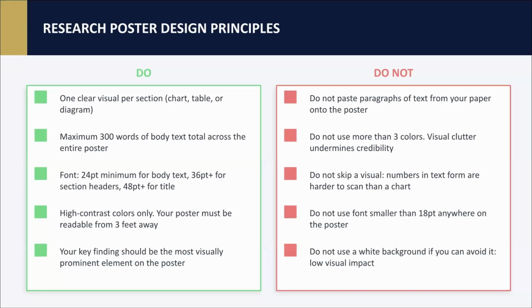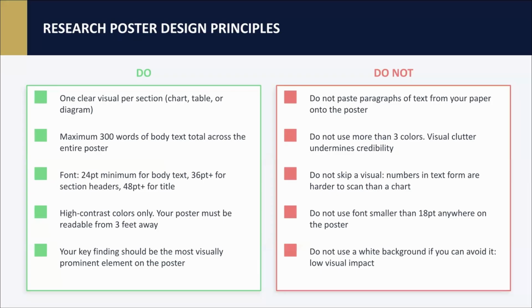And then use high contrast colors only, because the point of a poster is to catch attention. So make sure it's readable from 3 feet away, and ensure that the key finding is the most visually prominent element on the poster. So using a chart with the key finding listed in point form below would be a perfect example of that. And then make sure to not paste paragraphs of text from your paper onto the poster, because it's supposed to be point form, like I said.